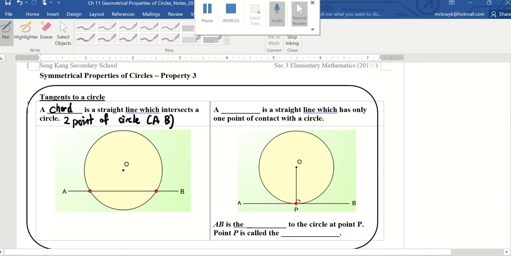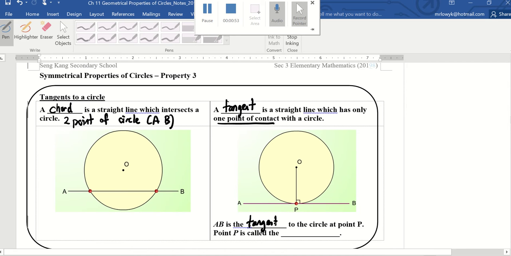But if I only pass through 1 point, it's called a different name. Tangent. So tangent means I only pass through 1 point, 1 point of contact. Okay. So AB is known as the tangent to the circle.